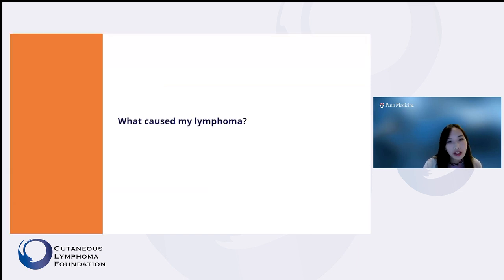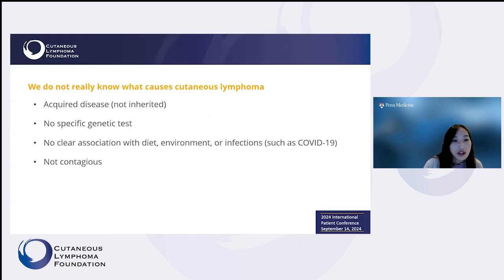So what caused my lymphoma? Patients often want to know this. Unfortunately, we do not really know what causes cutaneous lymphoma. We do know that it's an acquired disease, so it's not inherited. So just because you have MF does not mean your children will have MF. There's no specific genetic test that we can do to see if you have MF or to see if you will get MF. There's no clear association with diet, environment, or infections such as COVID-19. And we do know that it's not contagious, so you don't have to be worried about giving it to someone else.